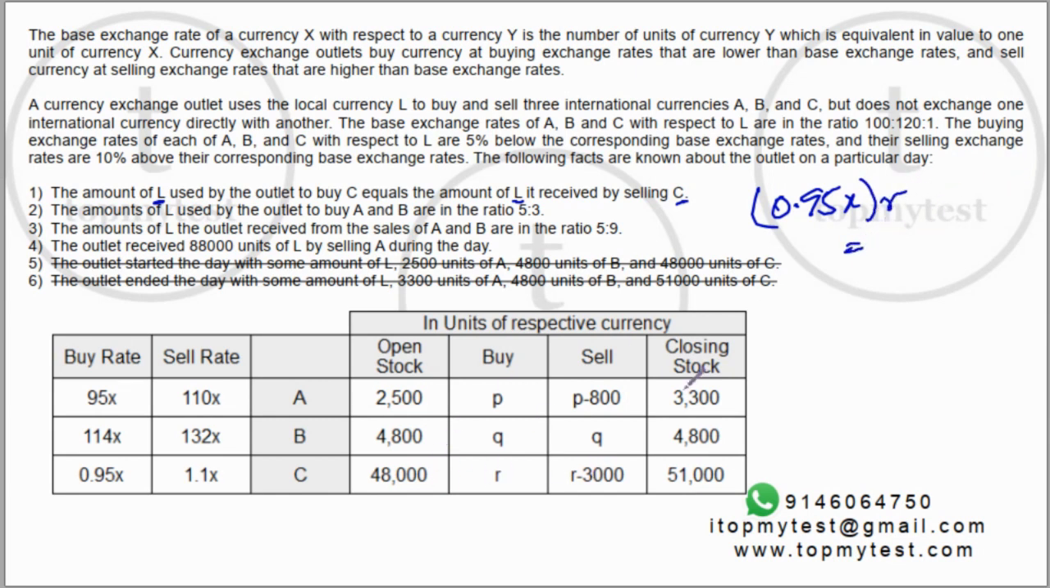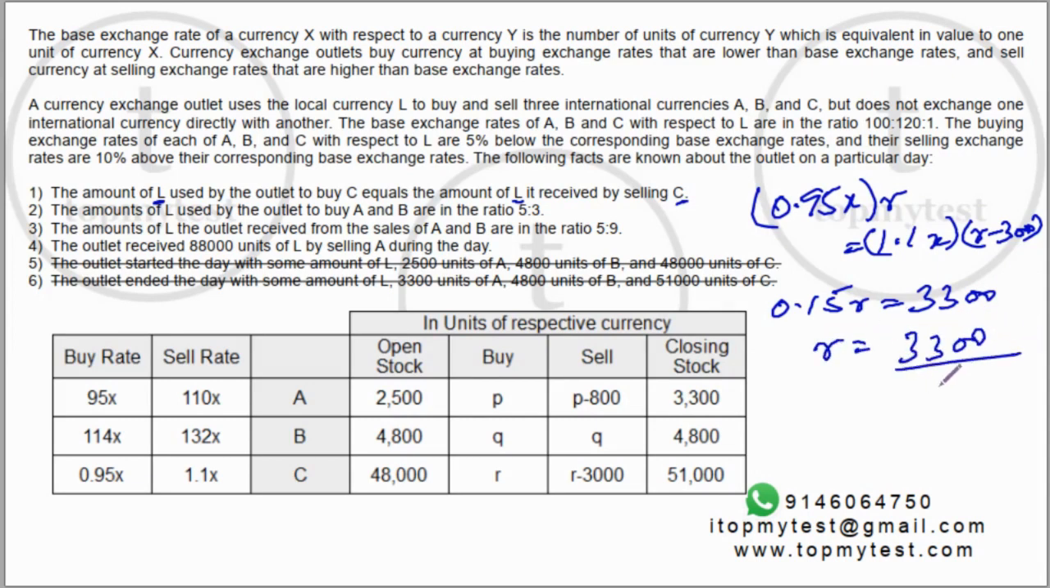This value is same as 1.1x into R minus 3000. Now if I rewrite this, you will get 1.1 minus 0.15 R should be equal to 3300. So R should be equal to 3300 divided by 15 into 100. Right. So this is 20, this is 3, this is 1100 into 20, that's 22,000. R should be 22,000. So this should be 19,000.